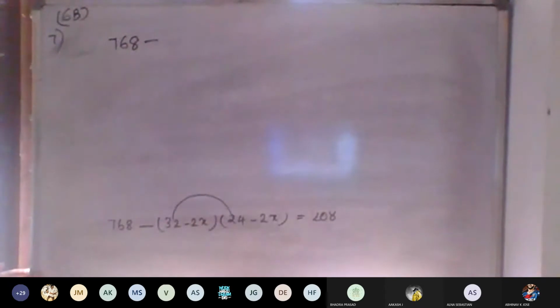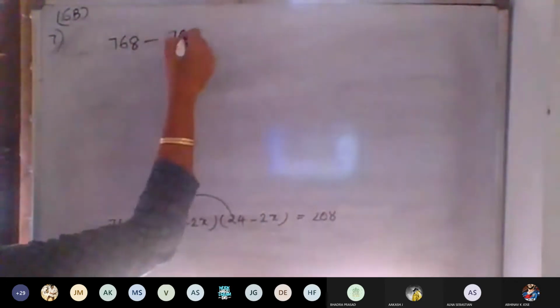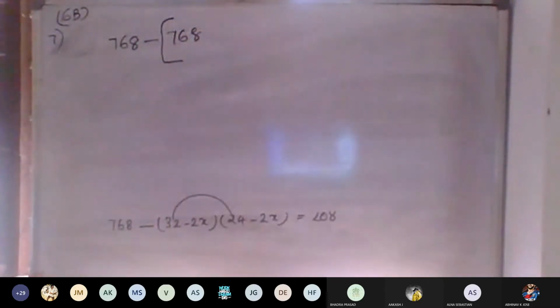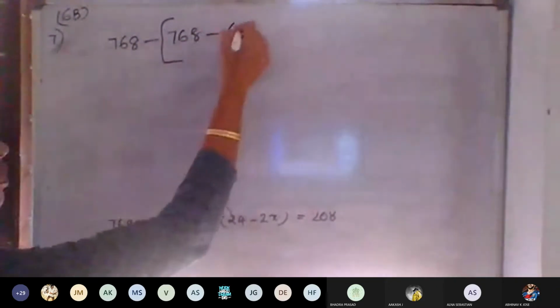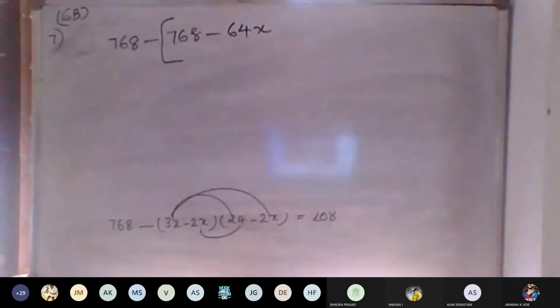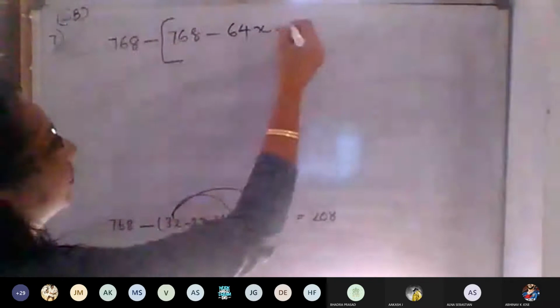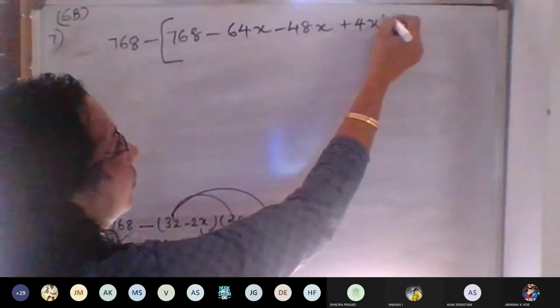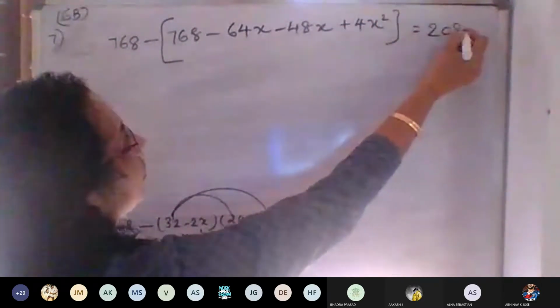(32 into 24). It will be what? Already we have 32 into 24, 768. Already we have done that. Then bracket outside. The 32 minus 2x. 32 into 2x, negative 64x. Then minus 2 into 24, minus 48. Then negative into negative, positive 4x square is equal to 208.